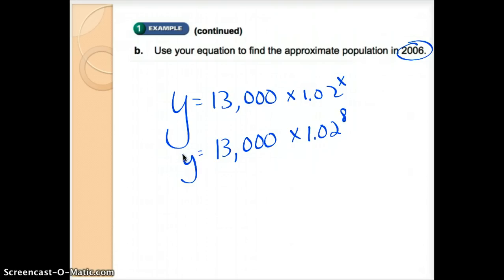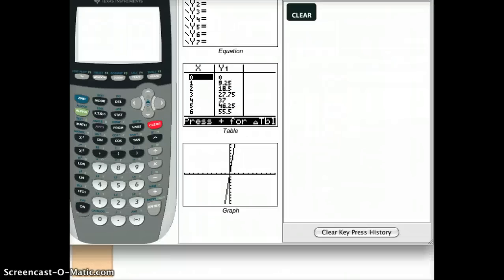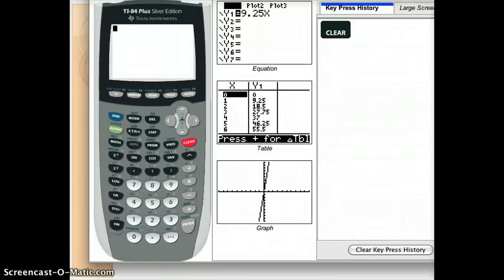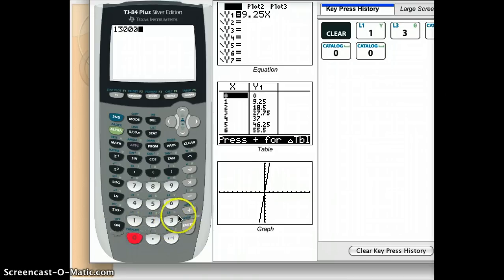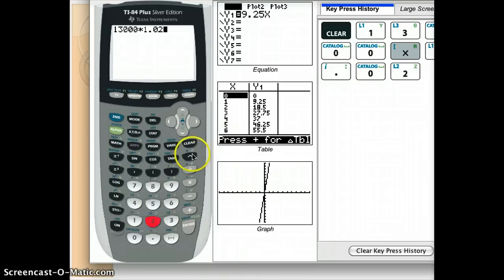So I'll show you how to do this just on a calculator. You probably already know, but just in case. I definitely need a calculator for it. So I'll pull that screen out. We're just going to do 13,000, and then times 1.02, and then use the caret to the 8th.